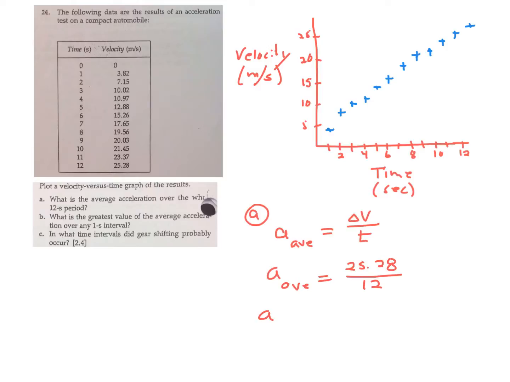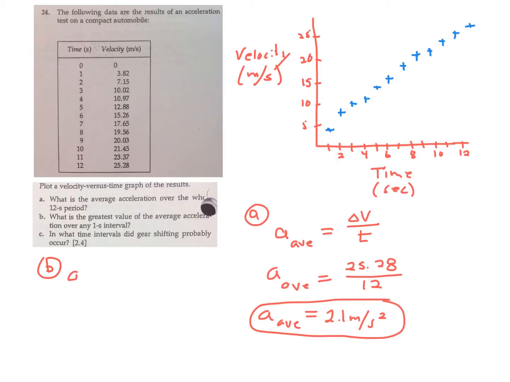So you plug that in, and to 2 sig figs, that's 2.1 meters per second squared. That's the average acceleration over that 12 seconds. Now in part B, we're looking for the greatest average acceleration over a 1 second time interval. It's the same equation.